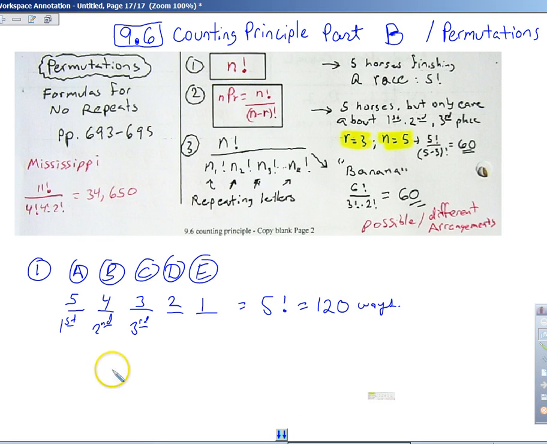Now consider if there were 7 horses. Then the answer would be 7 factorial. If there were 10 horses, 10 factorial. If there were n horses, then the answer would be n factorial. And that's the example using the formula number 1 up here.